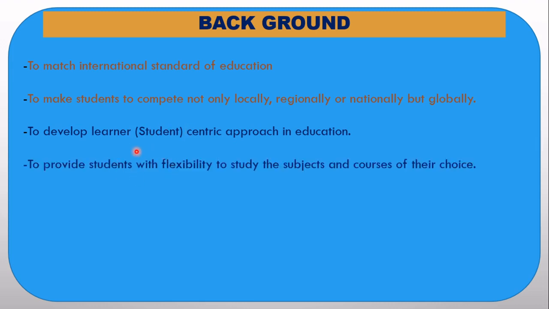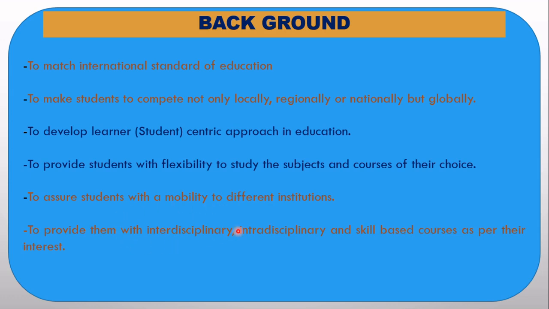Then to provide students with flexibility to study the subjects and courses of their choice. So in the CBCS pattern, flexibility is provided to students to study any subject or course of their own choice. Then to assure students of mobility to different institutions, means in CBCS freedom has been provided to a student to move from one institution to another institution.